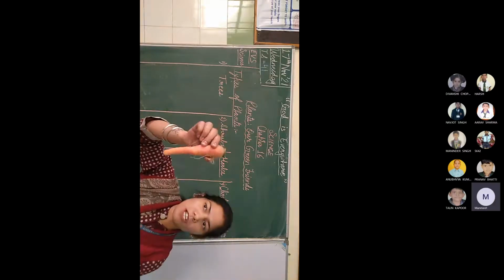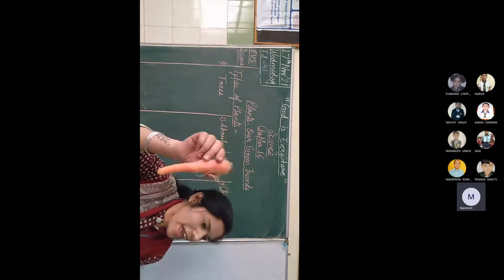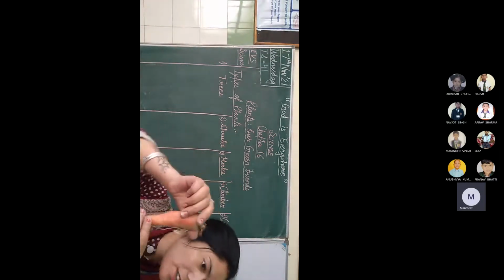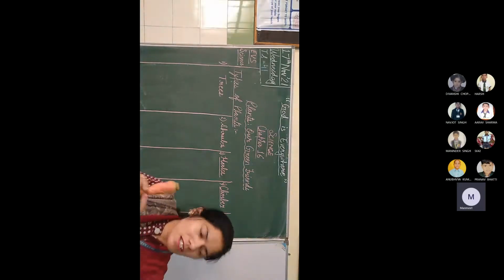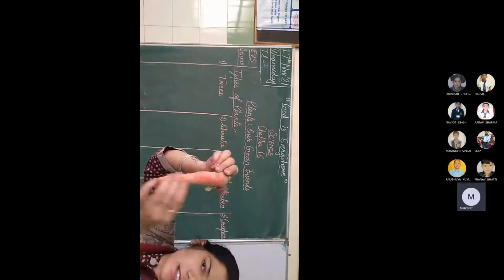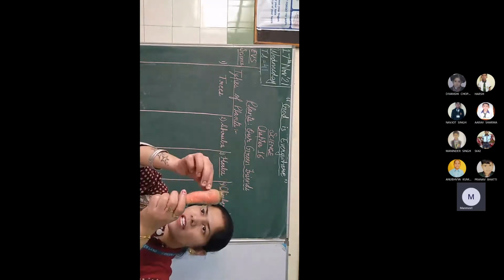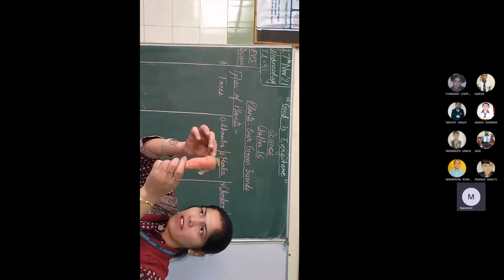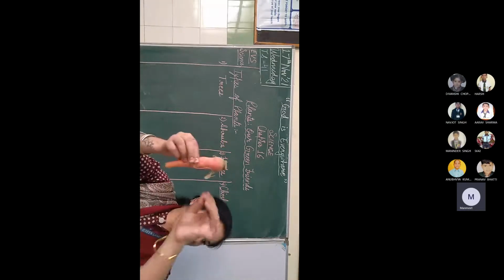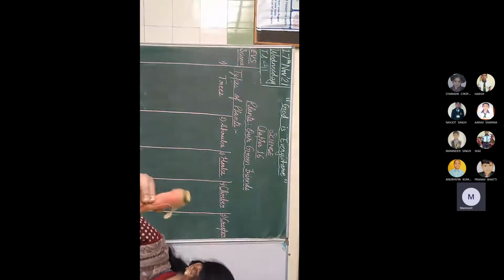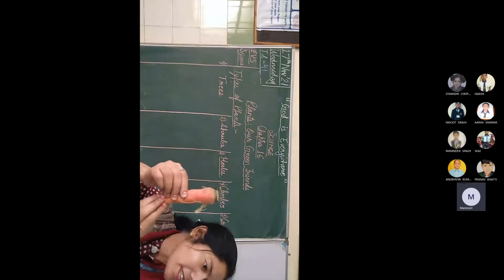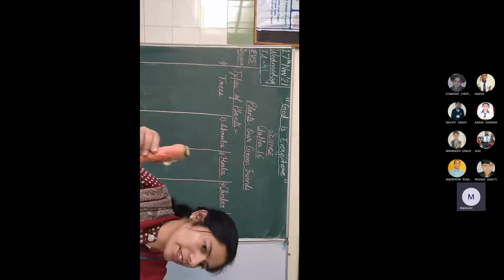See, one example of tap root I am having, that is your carrot. It is long, it is a root. We eat the root of some plants. So this carrot is long and thick. And can you see some roots are coming out of it? Yes. Okay. So this is your tap root. Tap root means a long and thick root. The main root is this one, and some more roots come out of this only.